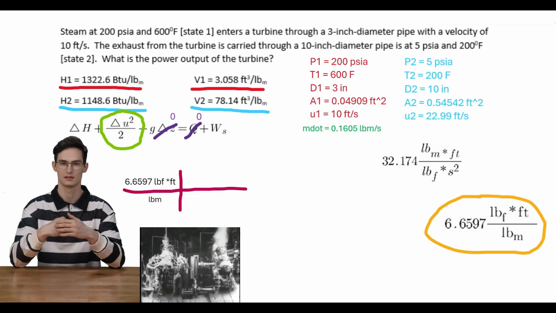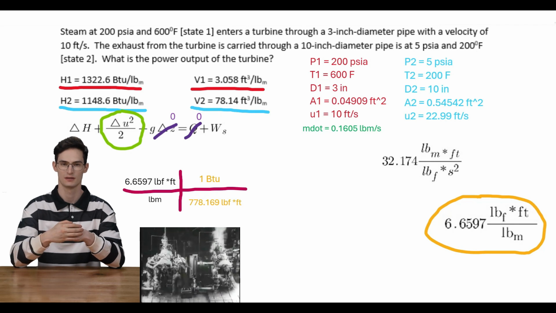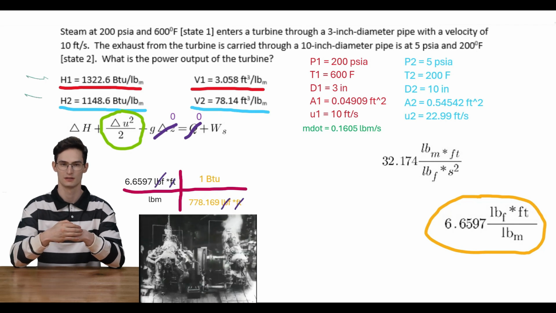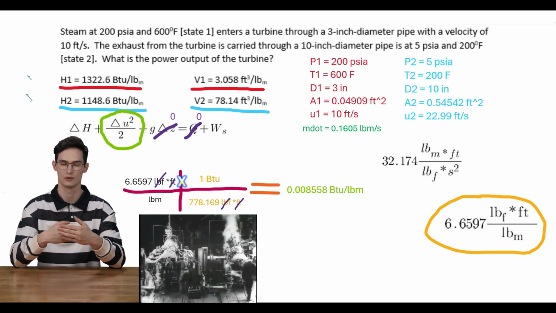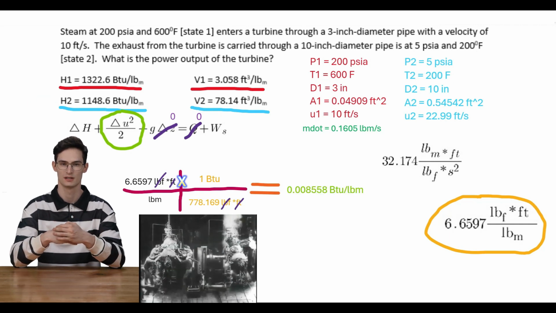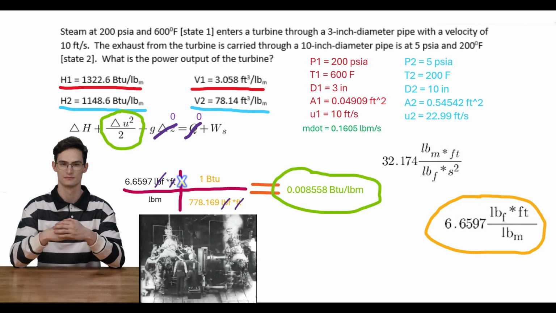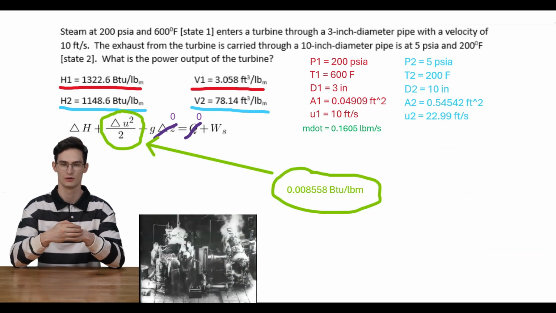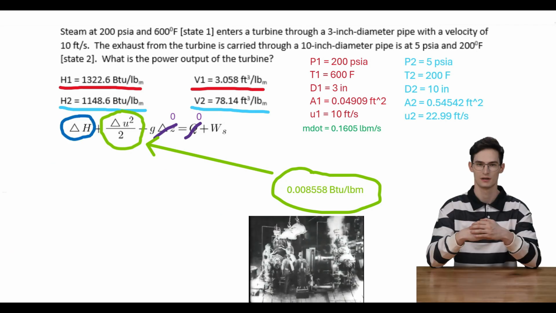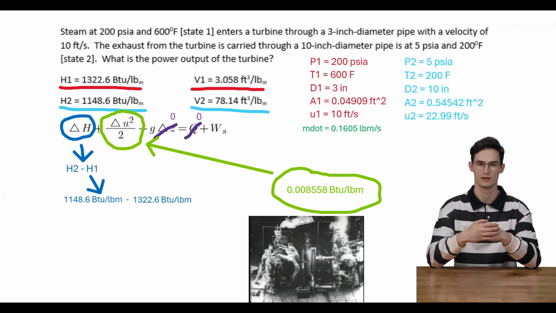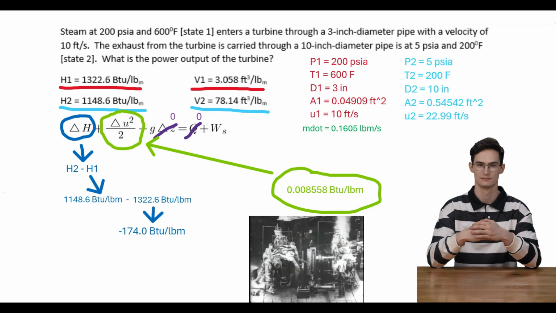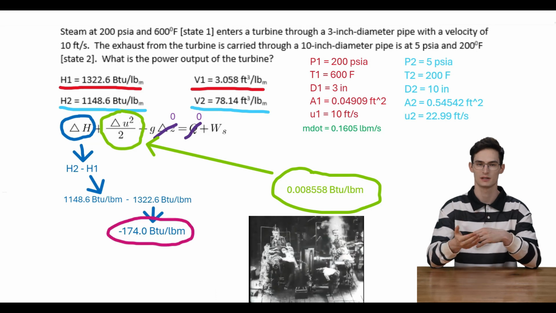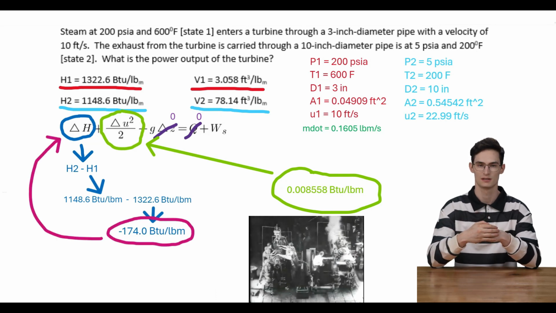Use dimensional analysis to change this value to units of British thermal units per pound mass to have consistent units with the enthalpy values. Dimensional analysis results in the value of 0.008558 British thermal units per pound mass. This is the value for the change in velocity squared divided by 2 in the main equation. The change in enthalpy is equal to the enthalpy of state 2 minus the enthalpy of state 1. The change in enthalpy is determined to be negative 174.0 British thermal units per pound mass.